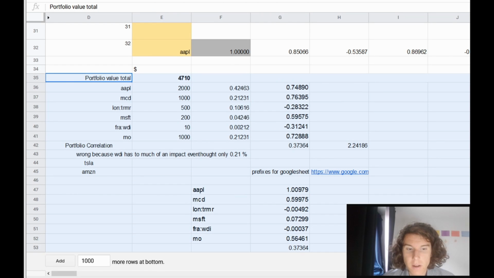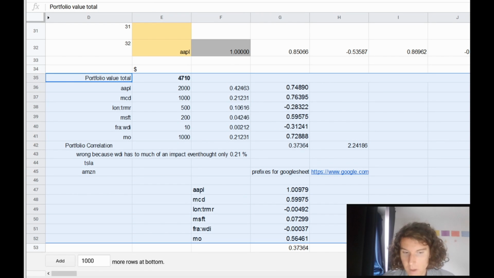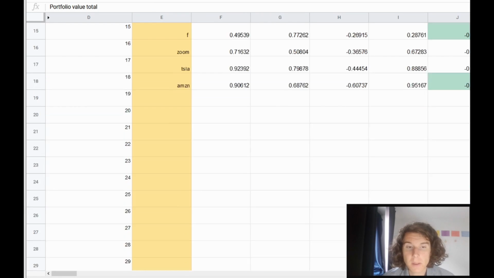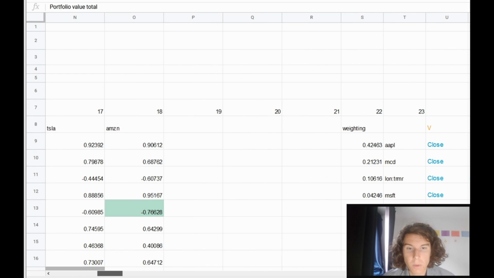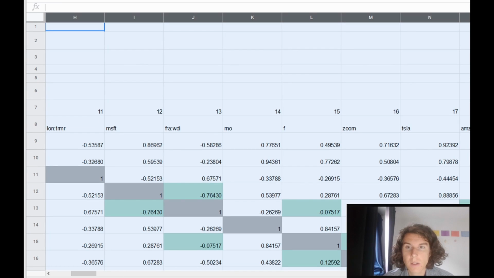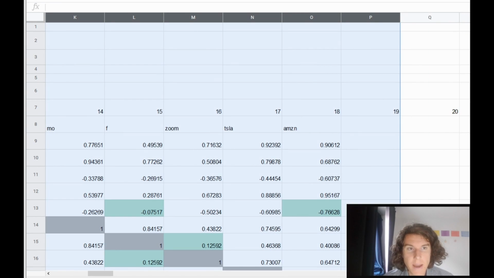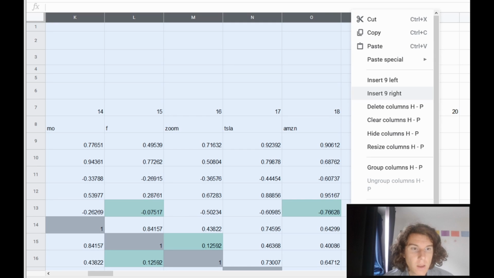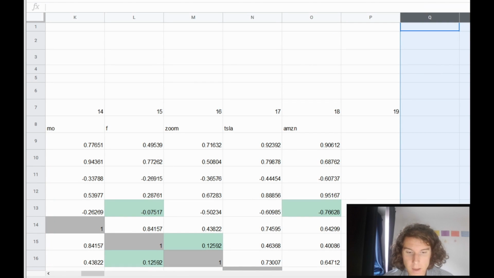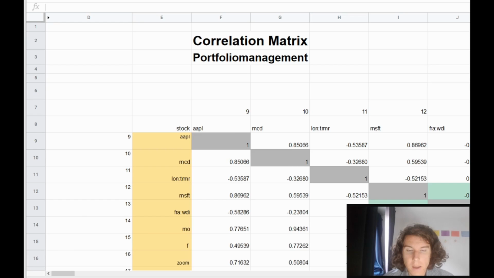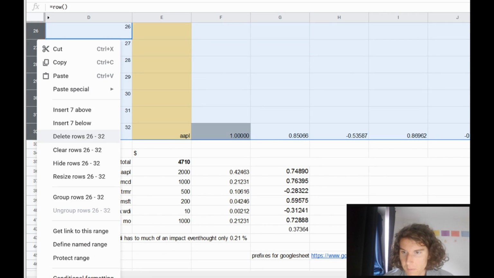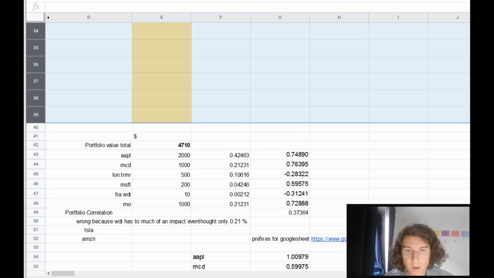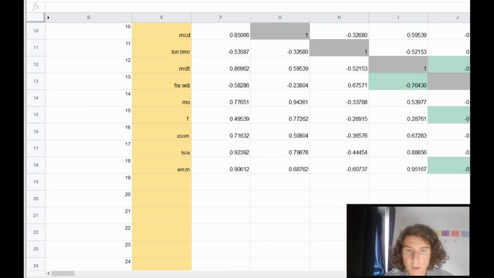And down there's just some calculations or some experiments, and you can remove them if you don't like them. And if you want to add more than these 18 stocks, for example, you just mark how many cells you want to add, right click, insert to the right, and then you added some new cells. And same for the bottom, just take some there, 7 below, and then you have new ones.